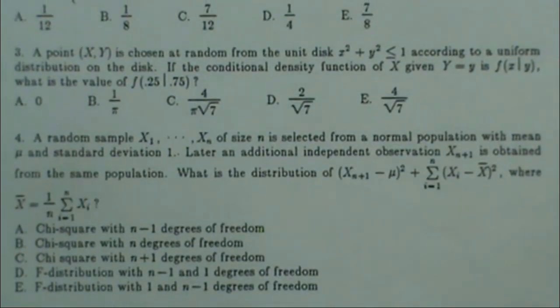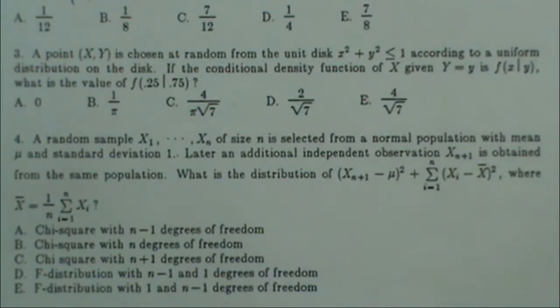Problem number 4. A random sample from 1 to n of size n is selected from a normal population with mean mu and standard deviation 1. Later, an additional independent observation, x n plus 1, is obtained from the same population. What is the distribution of x of n plus 1 minus mu, squared, plus the sum from 1 to n of xi minus x bar, quantity squared, where x bar is the sample mean of the first n observations?